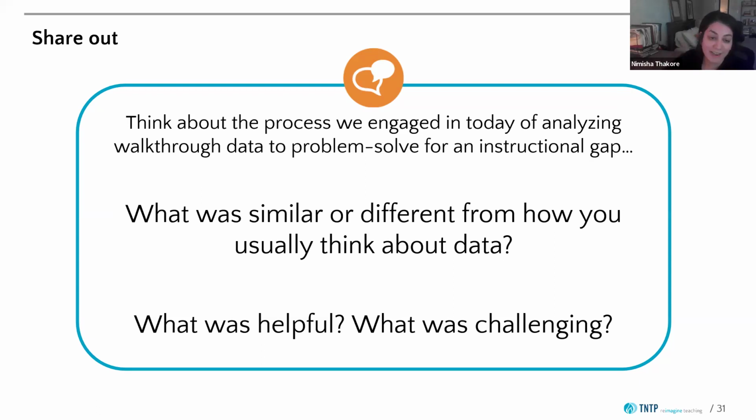They are different than what's in your handout. We made a game time change here. And then I would love for you to share either in the chat or come off of mute to share out with the whole group. So we'll take a couple of minutes of independent think time and then share out. Think about this whole process you engaged in: organizing the data, identifying that gap, brainstorming root causes, considering and brainstorming solutions, and then starting to action plan for a particular solution. What was similar to or different from how you usually think about data? What was helpful? And what was challenging? We'll take 2 minutes of independent think time and then we'll share out.